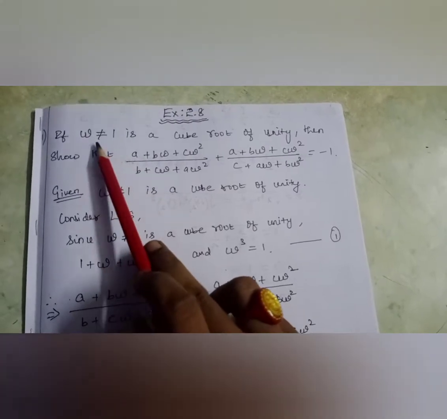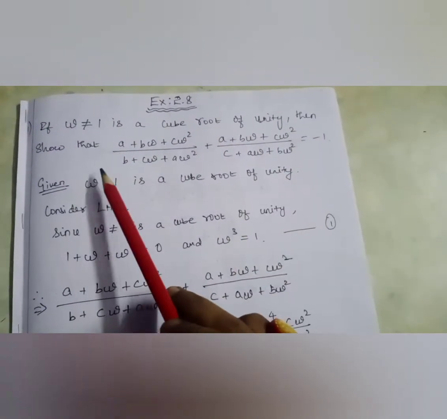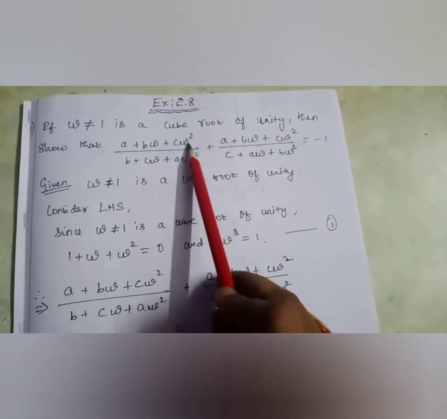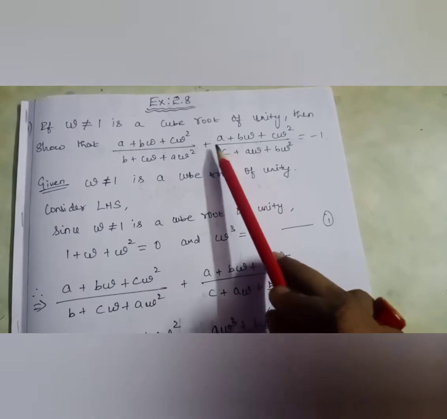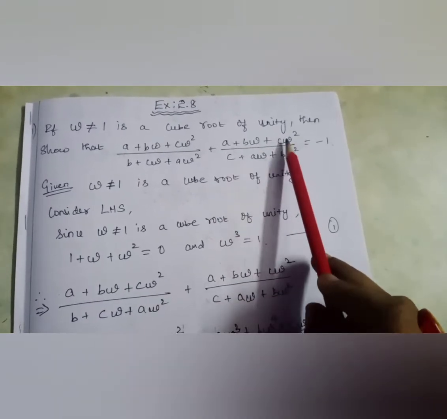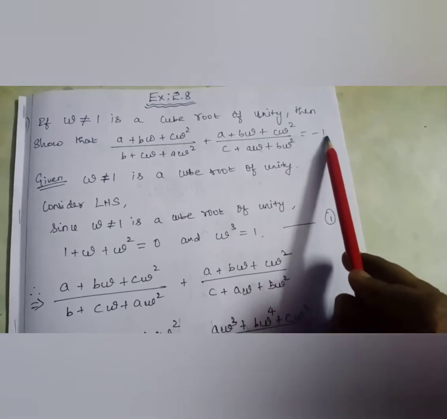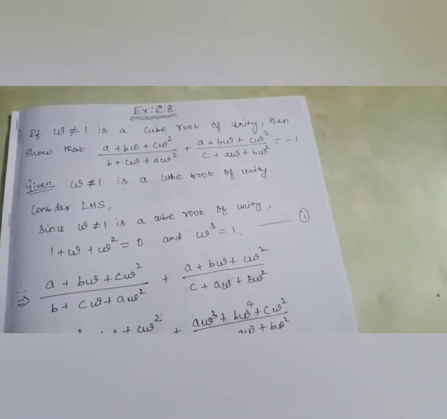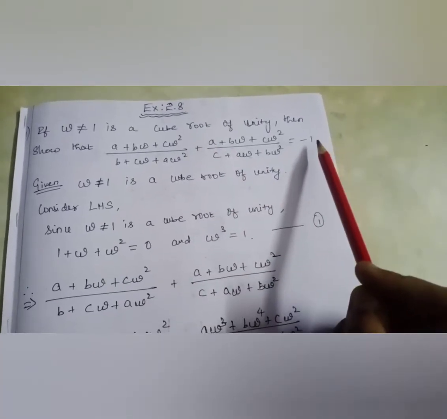Exercise 2.8. The first sum: if omega not equal to 1 is a cube root of unity, then show that (a plus b omega plus c omega square) divided by (b plus c omega plus a omega square) plus (a plus b omega plus c omega square) divided by (c plus a omega plus b omega square) is equal to minus 1. So this is the question. We are asked to prove that LHS is equal to RHS, which is minus 1.